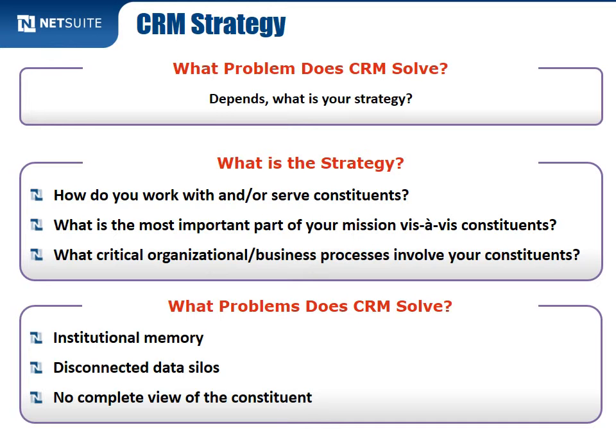And so the big questions you ask yourself to determine strategy are, one, how do you work with and/or serve your constituents? So who are my constituents, and what do I really want? What do I do with them, and what's important for me to keep track of? What's the most important part of your mission vis-a-vis constituents? So if you're an advocacy organization, getting them to call their congressman might be the most important thing you're doing. If you're serving homeless clients, getting them a bed on the right night that they need it is the most important thing you're doing. It'll be unique for every organization.